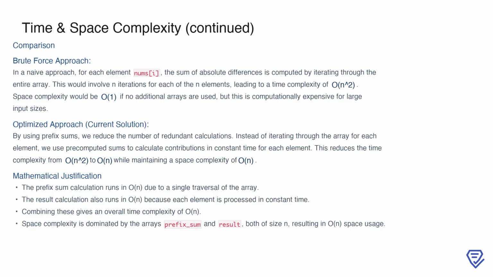In contrast, the optimized approach leverages prefix sums to avoid redundant calculations. By pre-computing cumulative sums, we can calculate contributions in constant time for each element, reducing the time complexity to O(n). The space complexity remains O(n), due to the use of the prefix_sum and result arrays. This is a significant improvement in efficiency, especially for larger arrays. The mathematical justification for the optimized approach holds since both the prefix sum calculation and the result calculation involve single traversals of the array, each taking O(n).